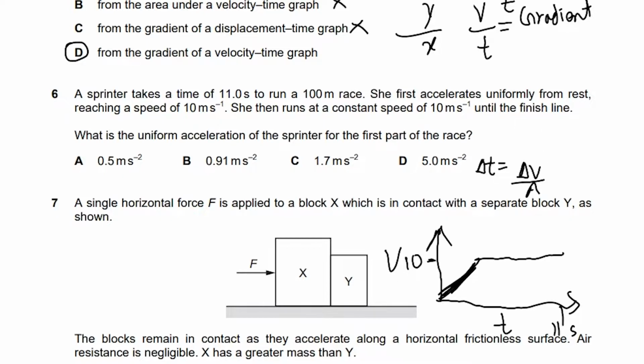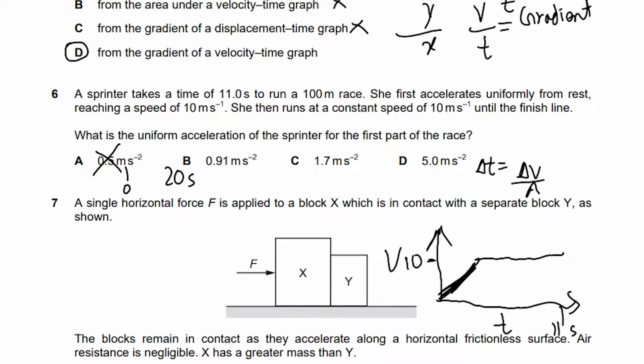In option A, 0.5 meter per second squared is the initial acceleration. 10 divided by 0.5 is equal to 20. This is saying that she took 20 seconds for the initial acceleration. Now obviously option A can't be the answer because 11 seconds is the total duration of the journey. If she took 20 seconds for the initial acceleration, then obviously she can't complete the entire journey in 11 seconds. So A is not the answer.